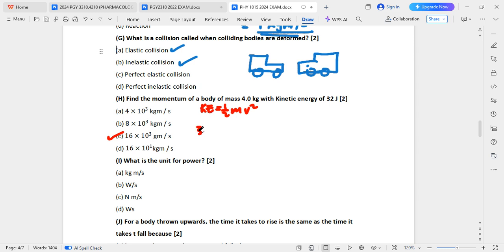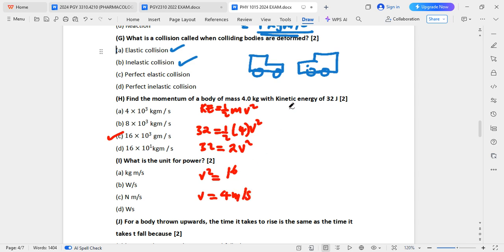Kinetic energy is 32. That will be equal to half, the mass is 4, we don't know the velocity, so v squared. So 32 is equal to half times 4, that is 2v squared. Divide both sides by 2. So 32 divided by 2 will be 16, meaning that velocity is going to be 4 meters per second if you square root both sides.